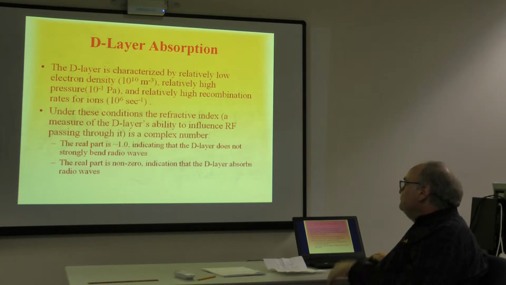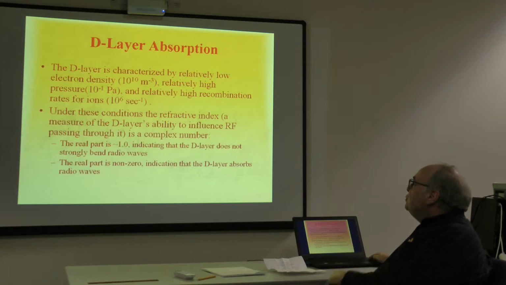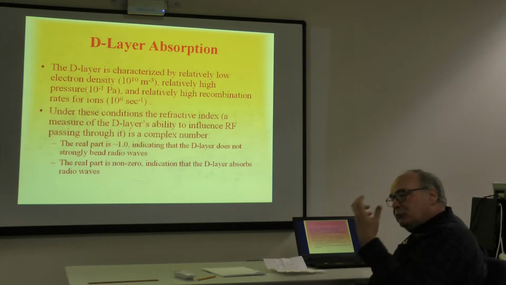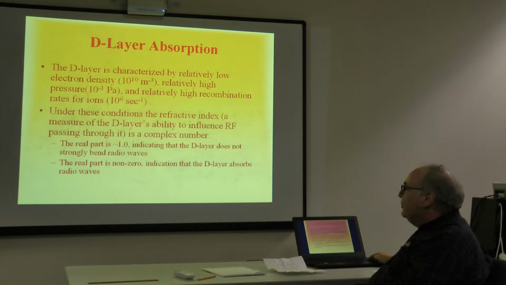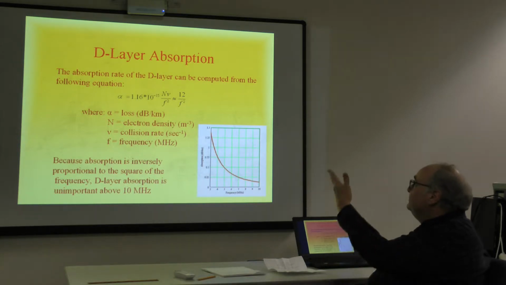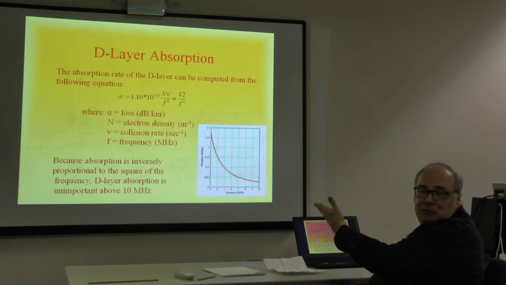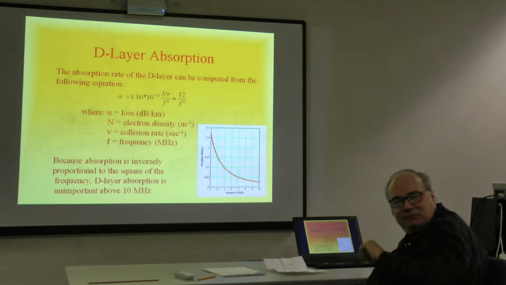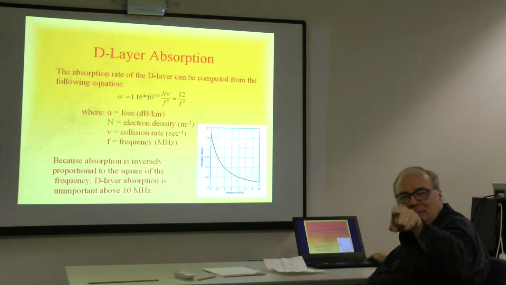Now, part of the presentation here gets largely theoretical, but again, the whole notion here is that because it has relatively low-level electron density, it's not capable of reflecting RF signals back to Earth. And it's there largely in an absorptive capacity. Now, all we really want to focus on here is, here's the equation for D-layer absorption. Fred, you may be able to comprehend this. I'm trying to memorize it.